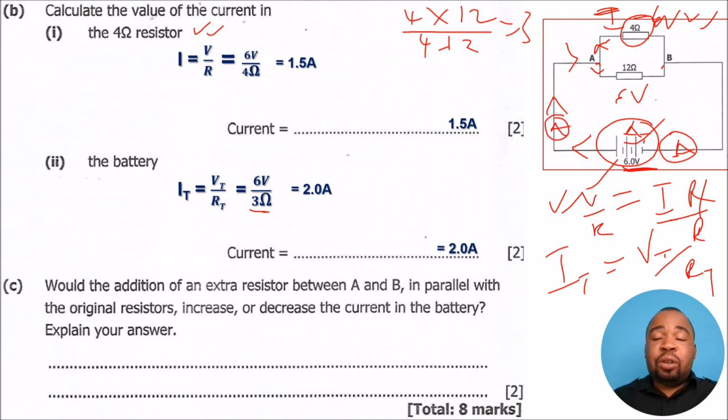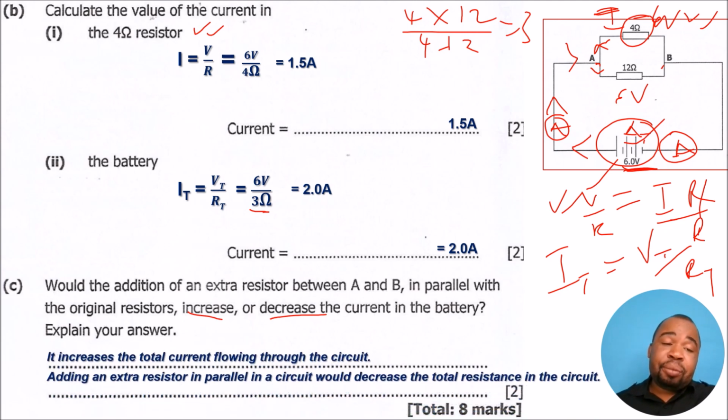Now, the last part of the question was, would the addition of an extra resistor between A and B in parallel with the original resistors increase or decrease the current in the battery? Explain your answer. Now, I'll state the answer and then I'll explain. Number one, you should know that the addition of a resistor in a parallel system is always going to increase the current flowing in that circuit. I'll give you that as a rule. The addition of a resistor in a parallel system will increase the current flowing.